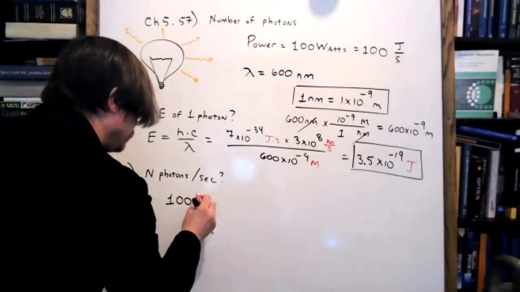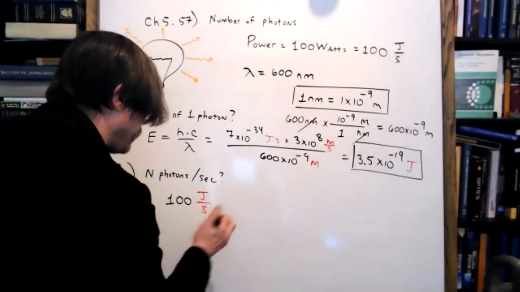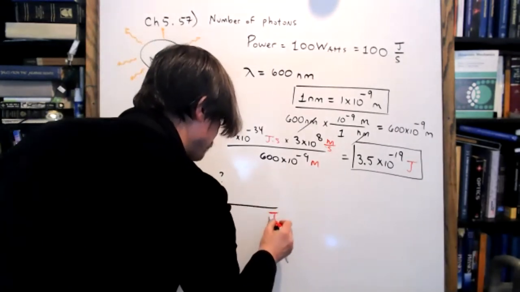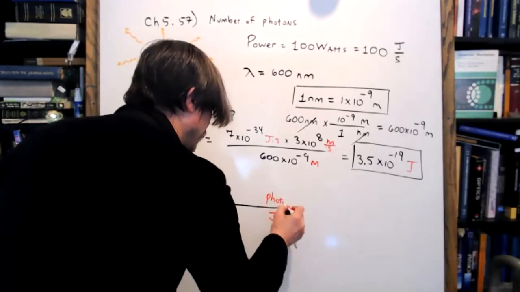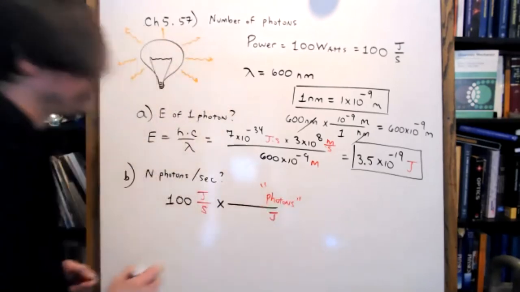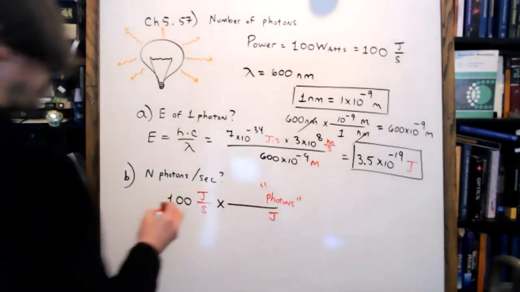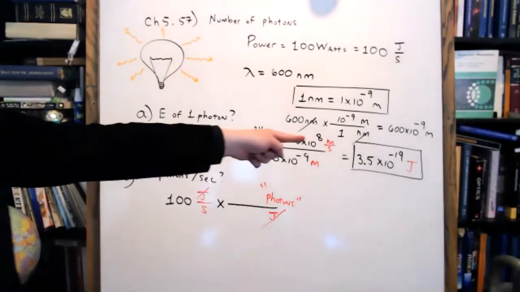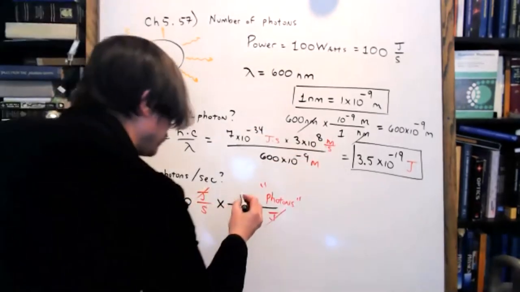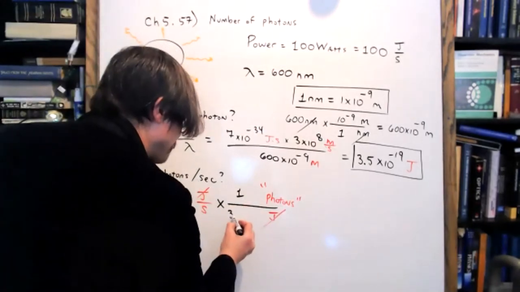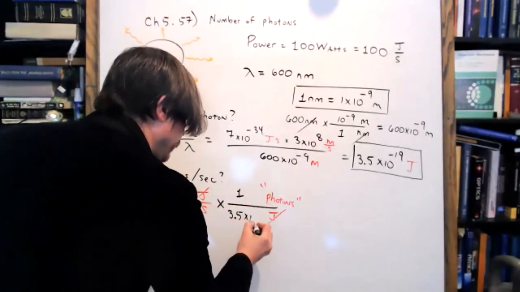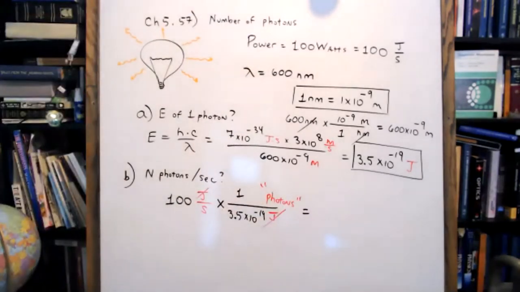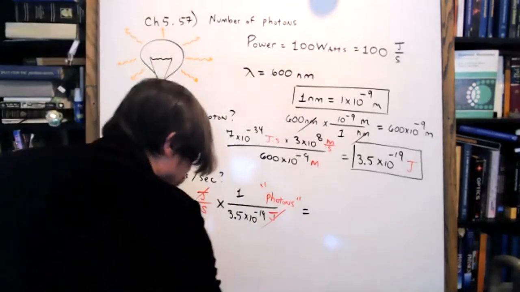100 joules per second. And we want to convert joules into some number of photons. This will cancel out the joules and leave us with photons. In the previous problem, we found that one 600 nanometer photon is 3.5 times 10 to the negative 19 joules. So why don't you guys punch that up for me?